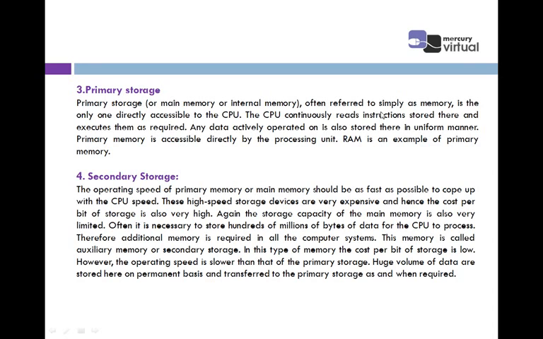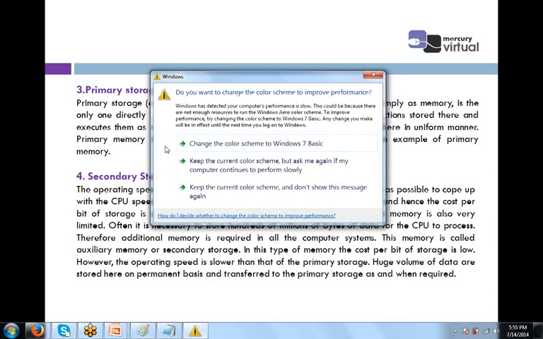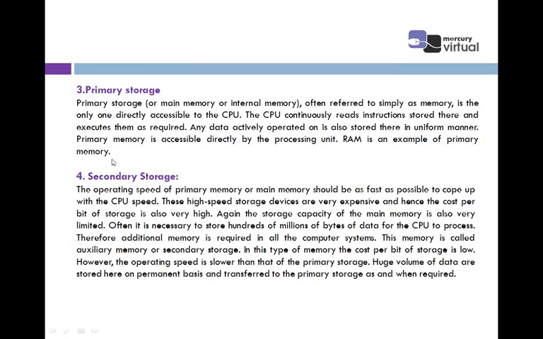So there is no provision that the CPU is attached to the primary memory and another memory is also attached to the processing unit. No, primary memory is the internal memory that is directly related to the processing unit. So RAM is an example of primary memory.